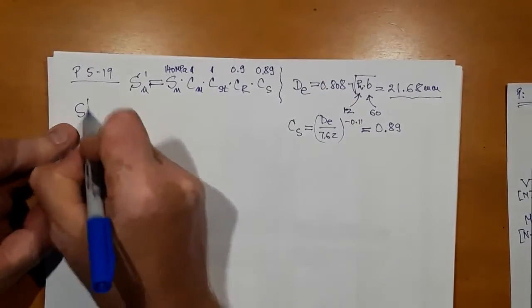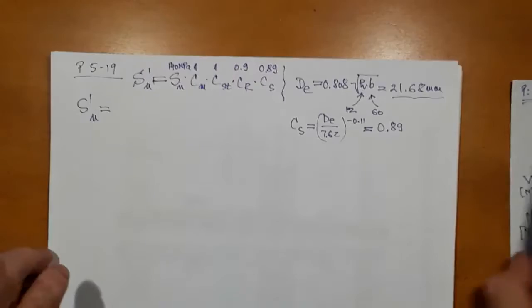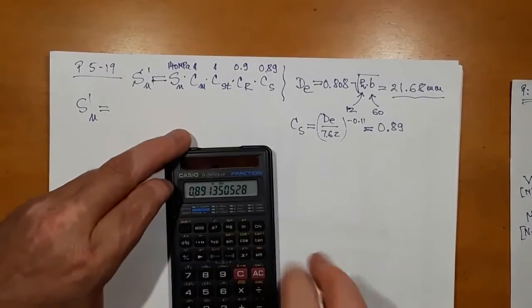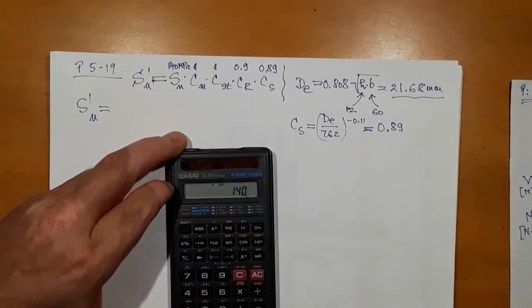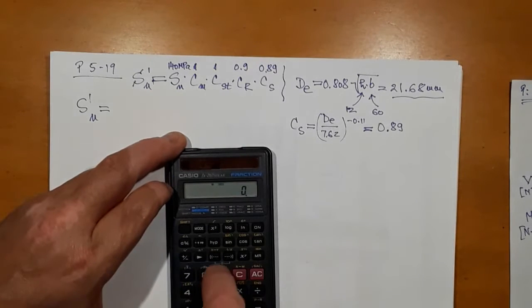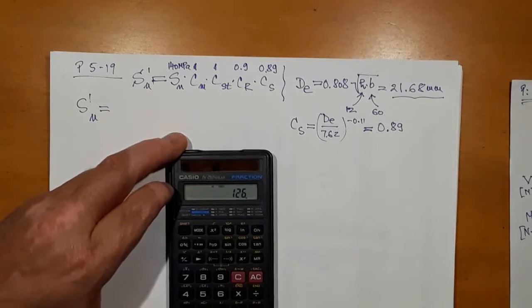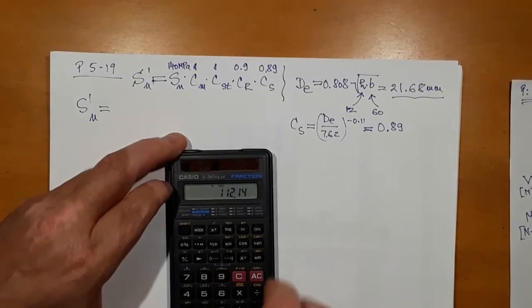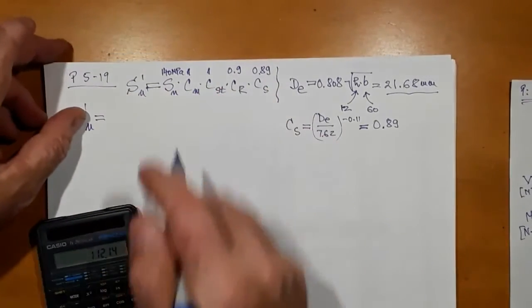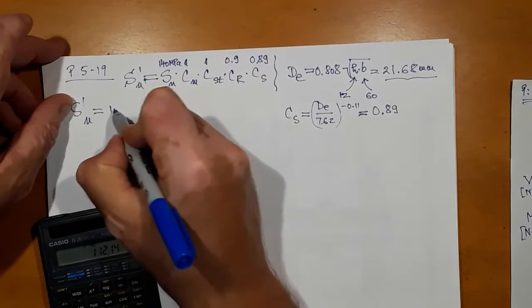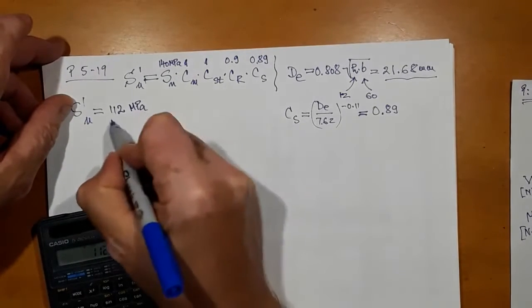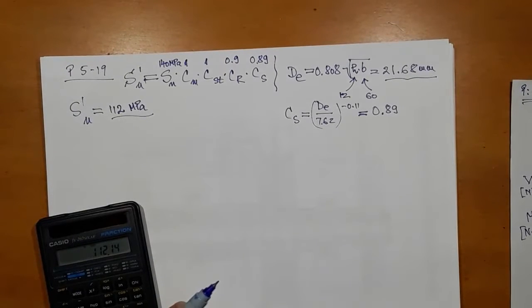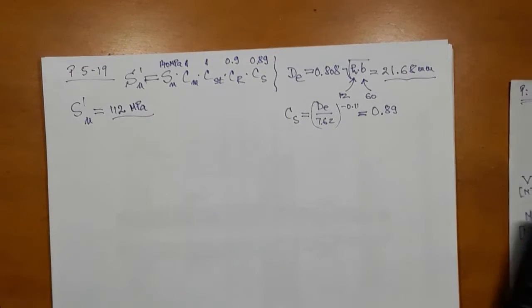So the true endurance limit is going to be 140 times 0.9 for reliability times 0.89. So it's 112 megapascals. I gave up the fractions.